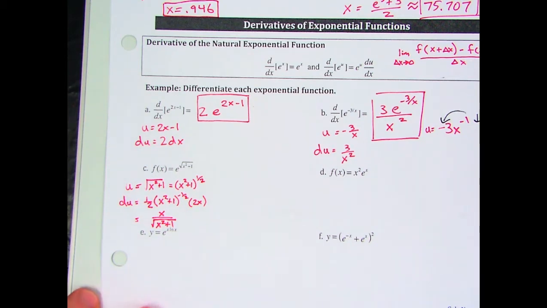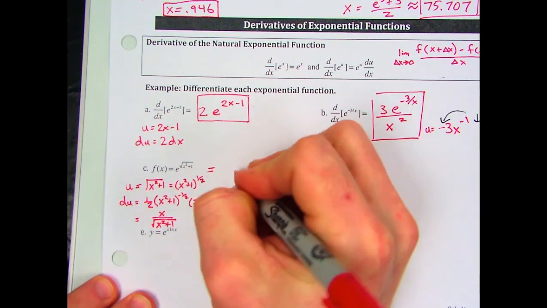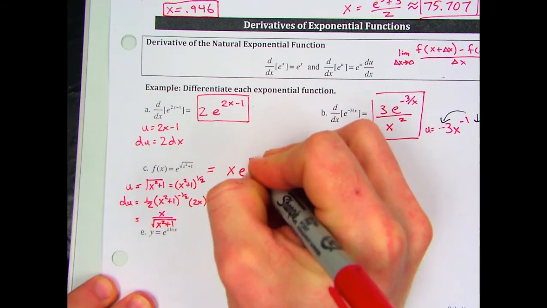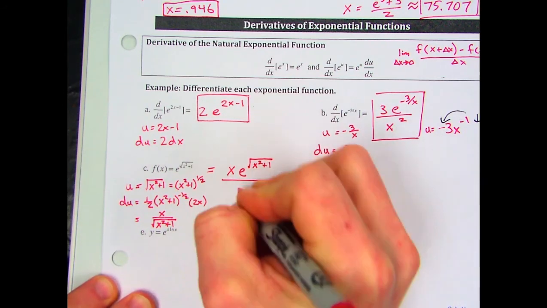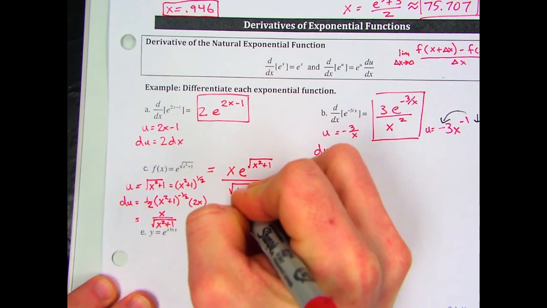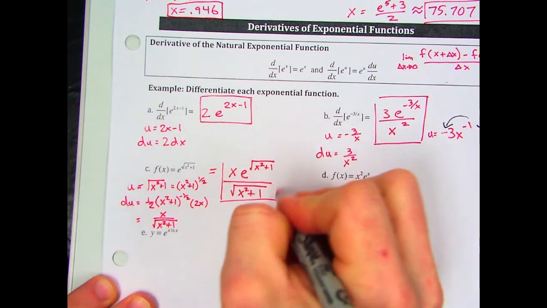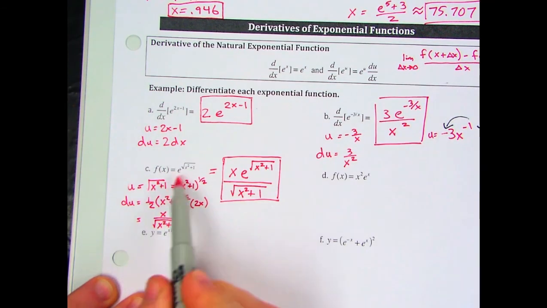Okay. All right. So now we just multiply the two together. So this is going to be x e to the square root of x squared plus 1 over the square root of x squared plus 1. That's the derivative of f e to the power of whatever? That's the derivative here, yep.